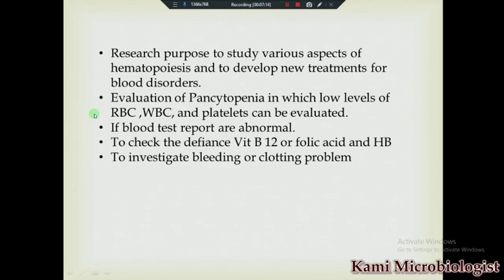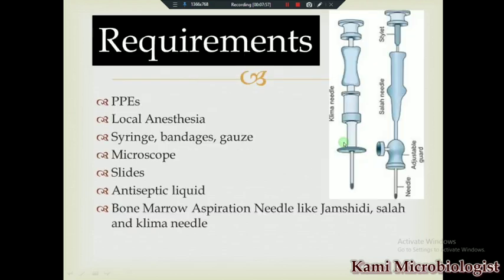Through this bone marrow aspiration we can evaluate pancytopenia, and pancytopenia means a low level of the blood cells like RBC, WBC, and platelets. This bone marrow aspiration is also recommended when the blood test report is abnormal. Normally it is not recommended, but let's suppose we do a blood test and see that there is an abnormality in the blood cells, then we recommend the bone marrow aspiration. This test is also used to check vitamin B12 and folic acid deficiency, as well as HB deficiency, and also to check bleeding as well as clotting problems.